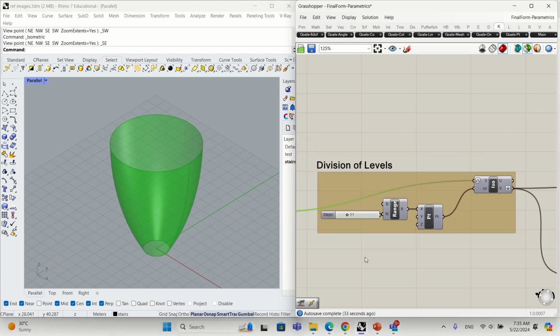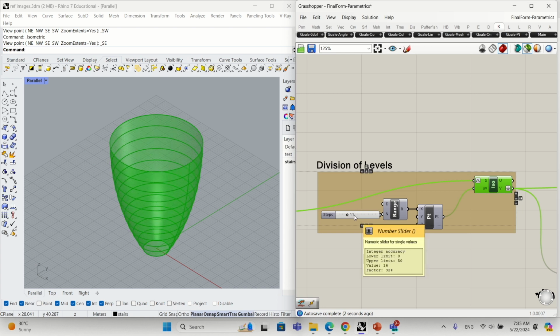The vessel itself is divided into levels. I was able to do this by using the isocurve battery, in which I was able to divide the lofted surface into different levels, and this can be manipulated with this number slider as well in order to increase or decrease the amount of levels.